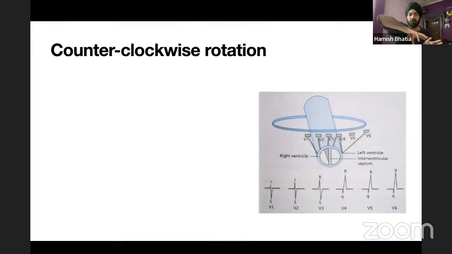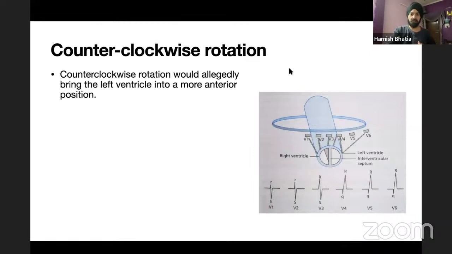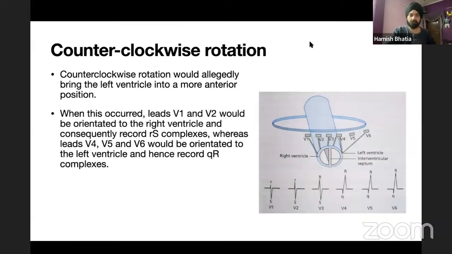So if the heart rotates in the counterclockwise direction, counterclockwise rotation would allegedly bring the LV into a more anterior position. So LV will come into the anterior position in the counterclockwise rotation. Okay. When this occurs, the leads V1 and V2 would be oriented to the right ventricle and consequently record small r and deep S. If they're oriented towards the right, they'll give a small r and deep S, whereas V4, V5, V6 would be oriented to the left ventricle and they will record small Q and capital R complexes.